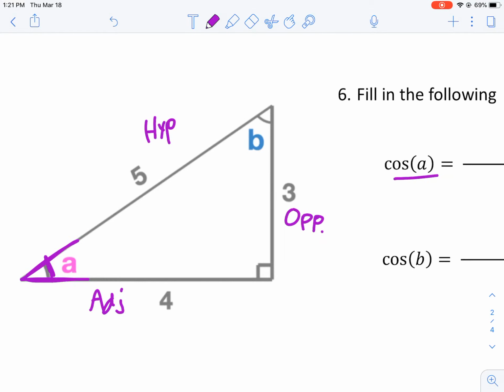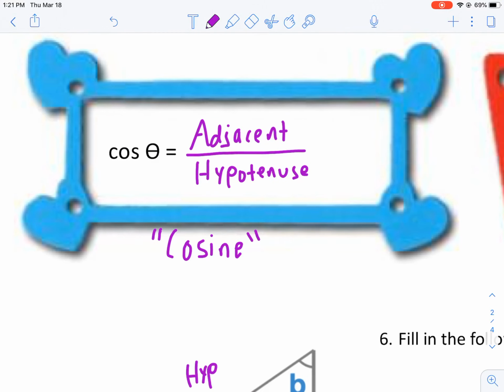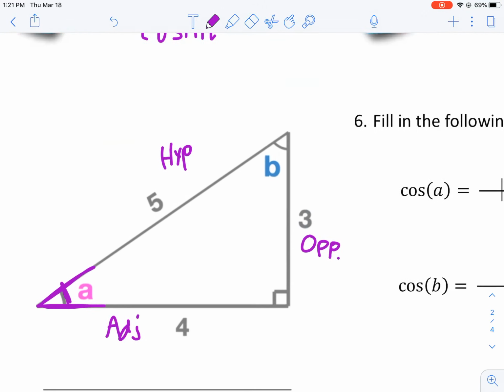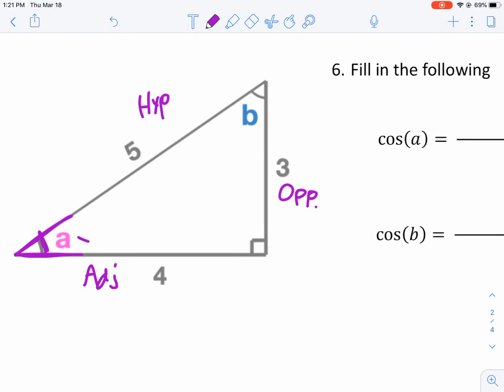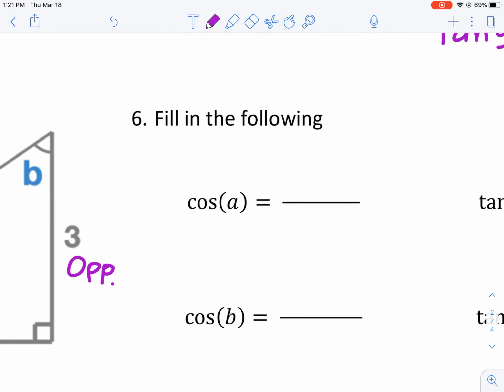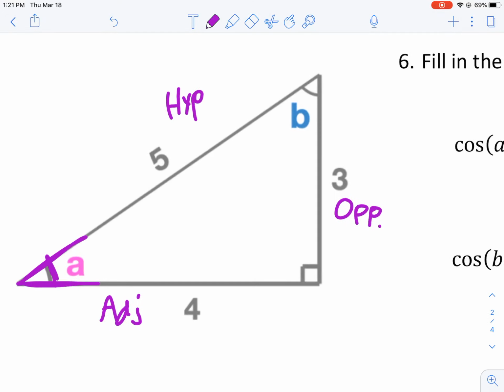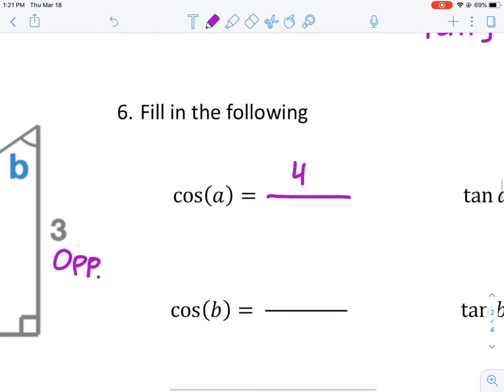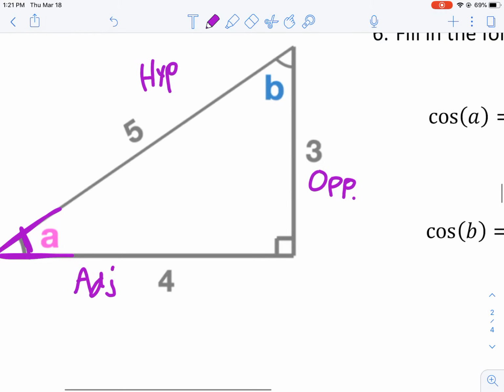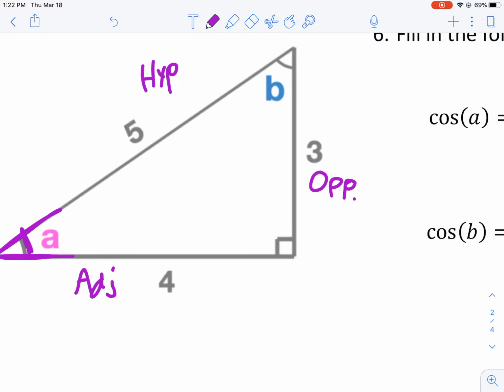So if I want to say what's the cosine of A, well, cosine is adjacent over hypotenuse, so I want to look at what's adjacent to A, and that's 4. And then I want to look at the hypotenuse, which is 5. So the cosine of A is 4 over 5. All right, that's how you would write that trig ratio.